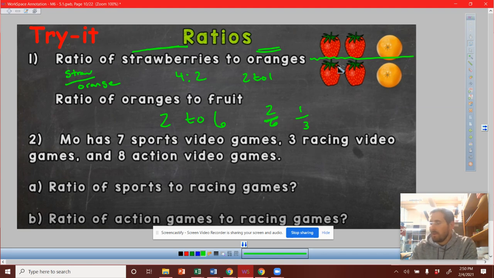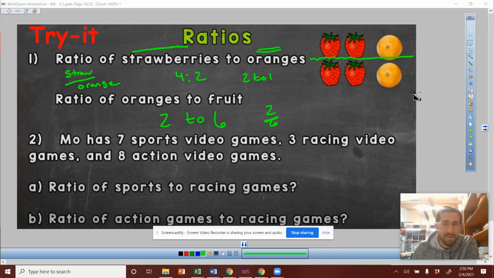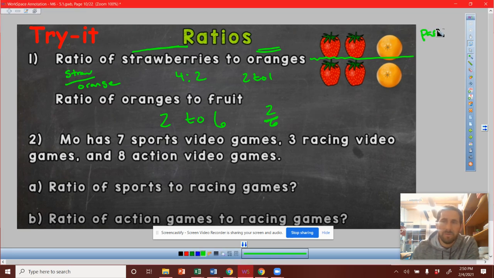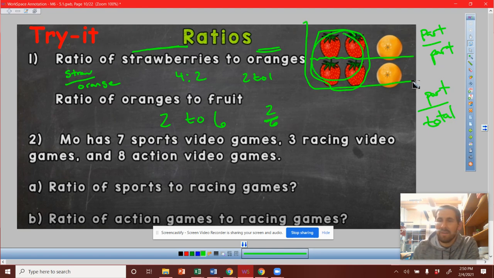Okay, so ratios can be represented 2 ways. We have a part-to-part ratio, where I take part of the population, the strawberries, and compare it to the other population, the oranges. Or I can have a part-to-total ratio, where I'm taking a part, like the strawberries, and comparing it to the whole total. Those are 2 different types of ratios you may see.